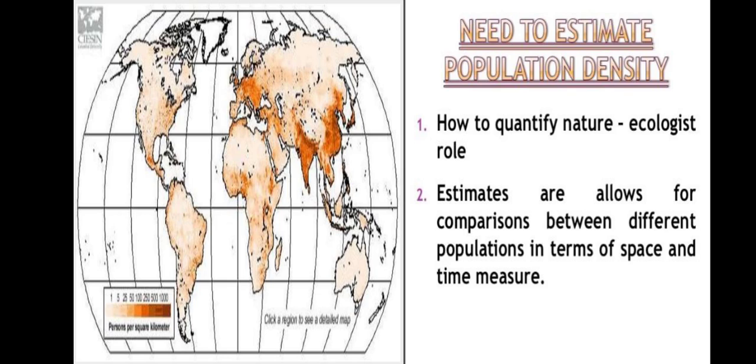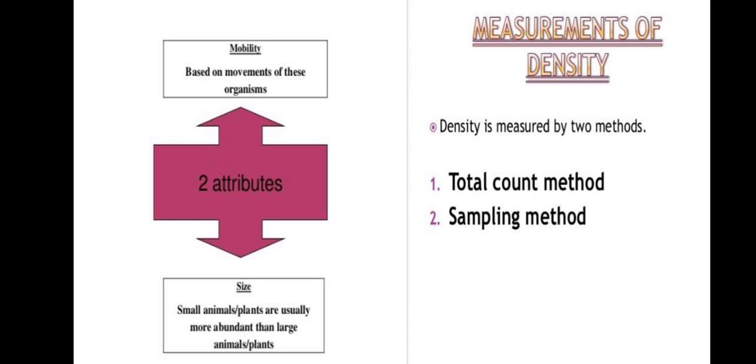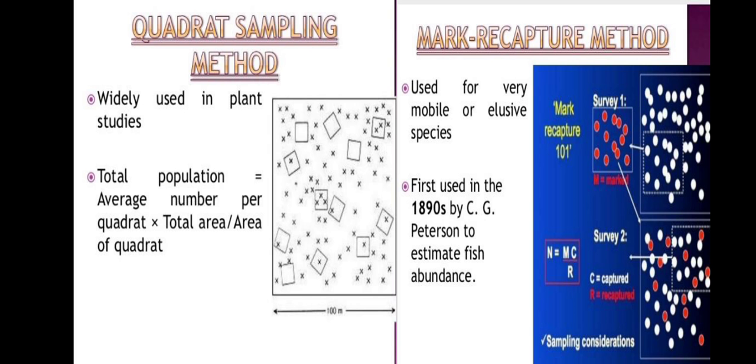Then we see why we need to estimate the population density. Means how to quantify the nature, the ecologist's role. Estimates allow for the comparison between different populations in terms of space and time measures. Then we see the measurement of density. The density is measured by two methods. First one is the total count method and second one is the sampling method. Then next one is the quadrat sampling method and the mark recapture method.